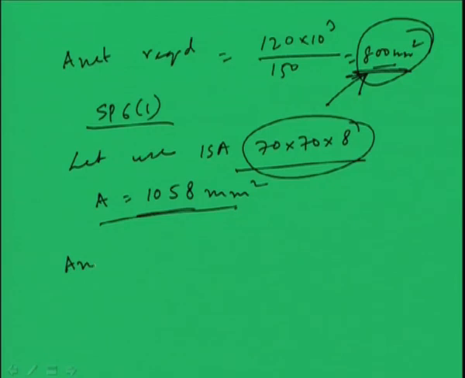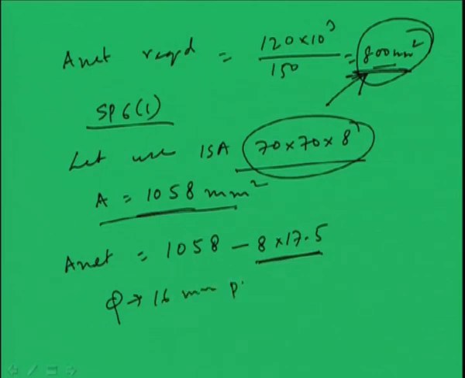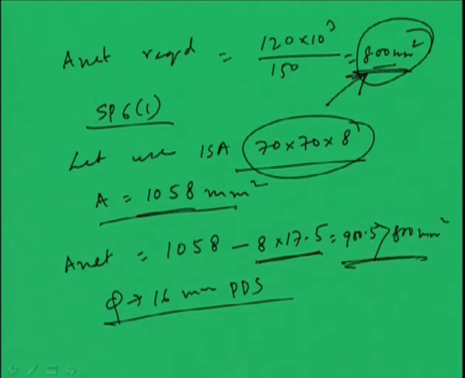Of course, we have to see what is the net area. So, net area will be this minus 8 into 17.5, right. Because this is the deduction of hole, thinking that 16 mm power driven shop rivet is used and one rivet in each line has been used. So, net area will become this much, this is coming around 900 millimeter square, which is greater than the area required. So, this is okay.